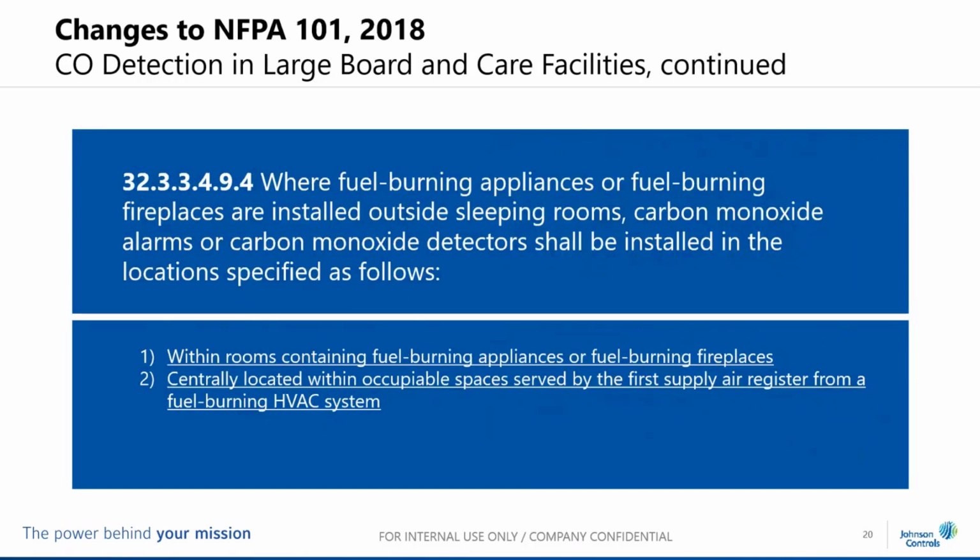And Chapter 32, 33494 continues in the building board and care facilities. For sleeping areas, carbon monoxide alarms or detectors are required to be installed in the following non-sleeping locations. First, we have to have them on the ceiling in the rooms containing a permanently installed fuel burning appliance. Second is for the detector to be centrally located within the occupiable spaces and served by the first supply air register from a fuel burning appliance HVAC. So we're going to go into more of this as we get into NFPA 720 and 72 later on.